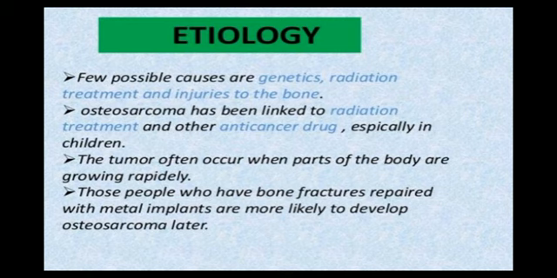Now etiology. Few possible causes are genetics, second radiation treatment and injuries to the bone. Osteosarcoma has been linked to radiation treatment and anti-cancer drug, especially in children. The tumor often occur when the parts of the body are growing rapidly. Last one, these people who have bone fracture repaired with metal implants are more likely to develop osteosarcoma. So children, when they are getting a lot of radiation treatment and other anti-cancer drugs, they are affected with bone cancer due to this anti-cancer drug or more of radiation treatment.